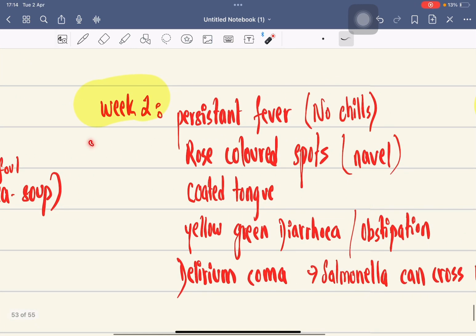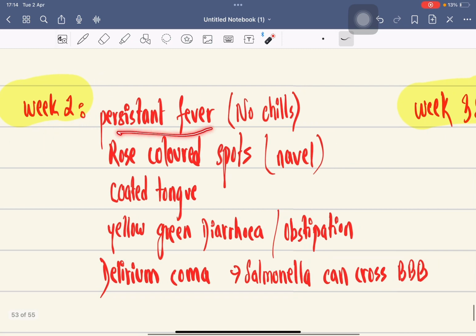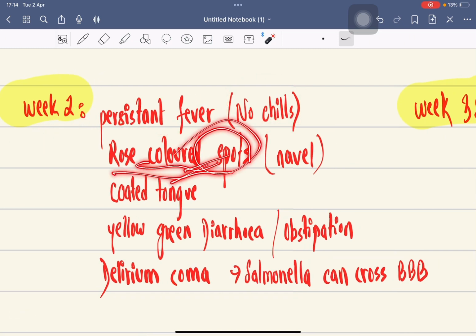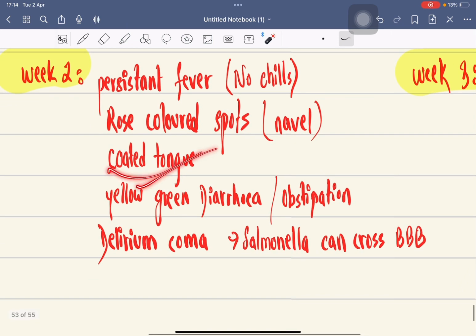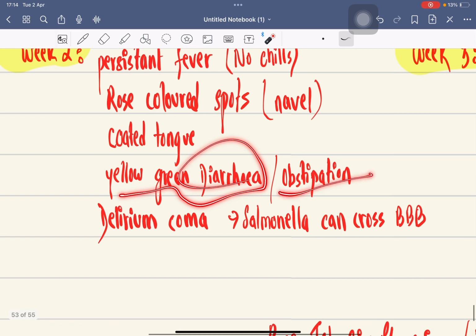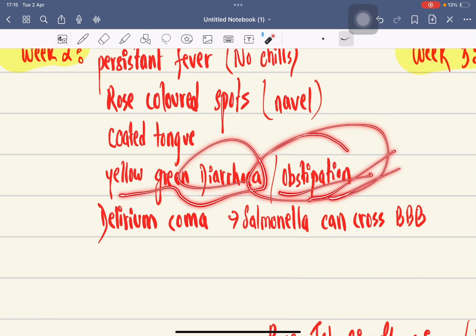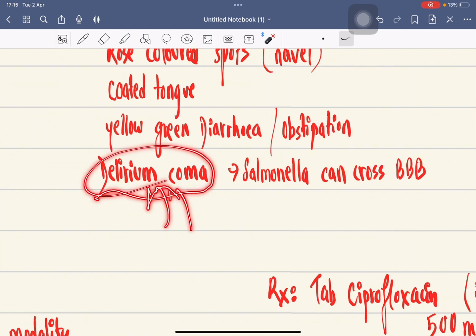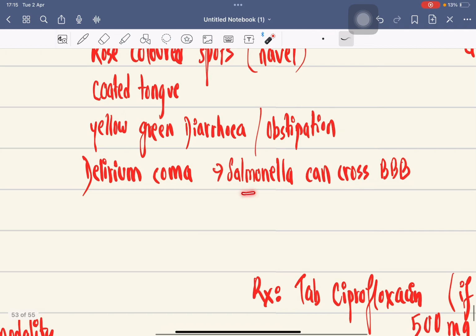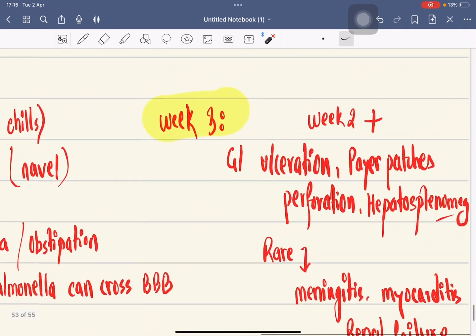During the second week, there occurs persistent fever with no chills, rose colored spots, usually around the umbilicus, coated tongue, yellow green diarrhea or obstipation. Obstipation means painful diarrhea or painful stool. Delirium and coma might occur because Salmonella can cross the blood-brain barrier.